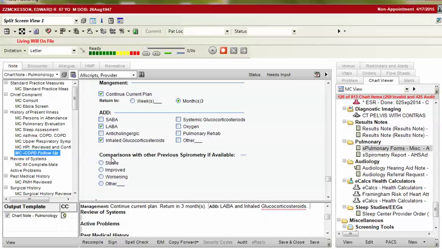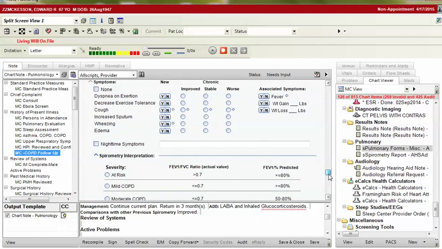And the last component is comparison of previous spirometry. If your patient's stable, you would mark that one. If you're having them back after giving them a prednisone burst and they're significantly improved, that would be an appropriate box. I left Other just as an alternative for any unknowns.